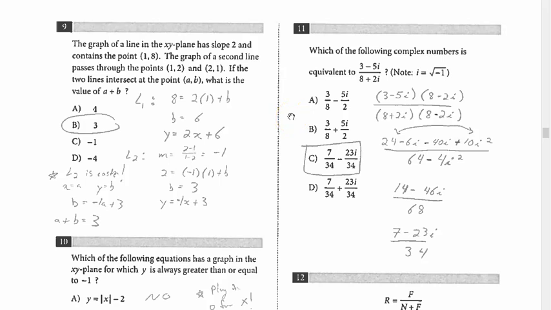Alright, a bit of a longer one here. Which of the following complex numbers is equivalent to 3 minus 5i divided by 8 plus 2i? And they remind us i is equal to the square root of negative 1.